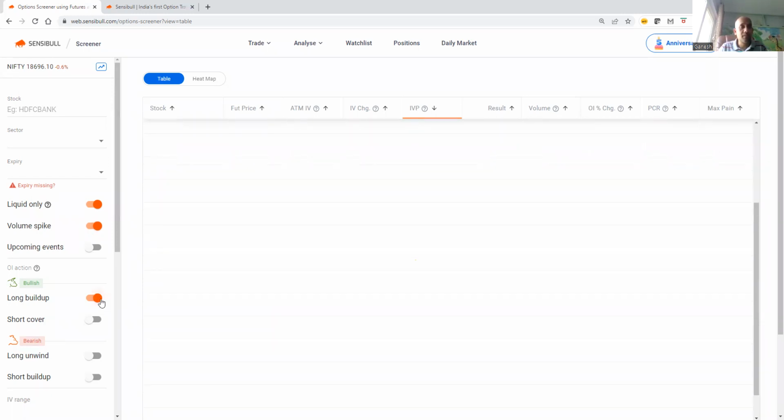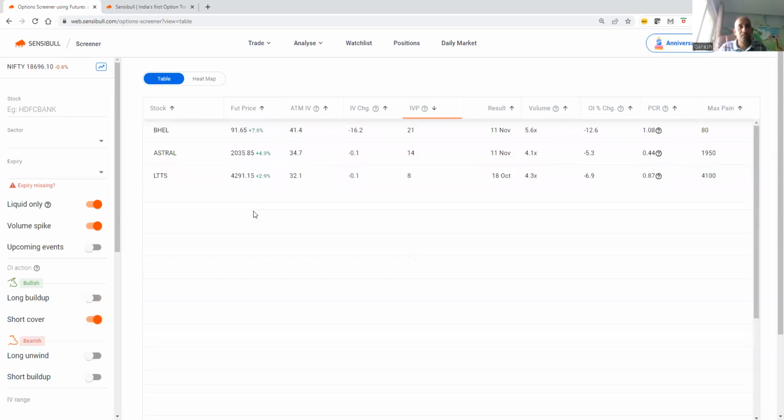And short covering is happening. Any stocks? Yeah, we can see short covering is happening. BHEL, L&T, these three bets are happening with volume spike and short covering.